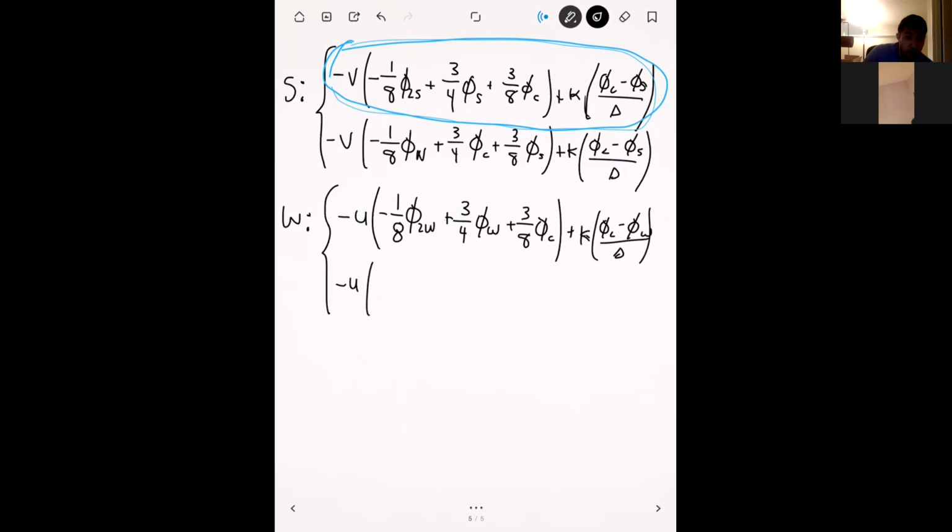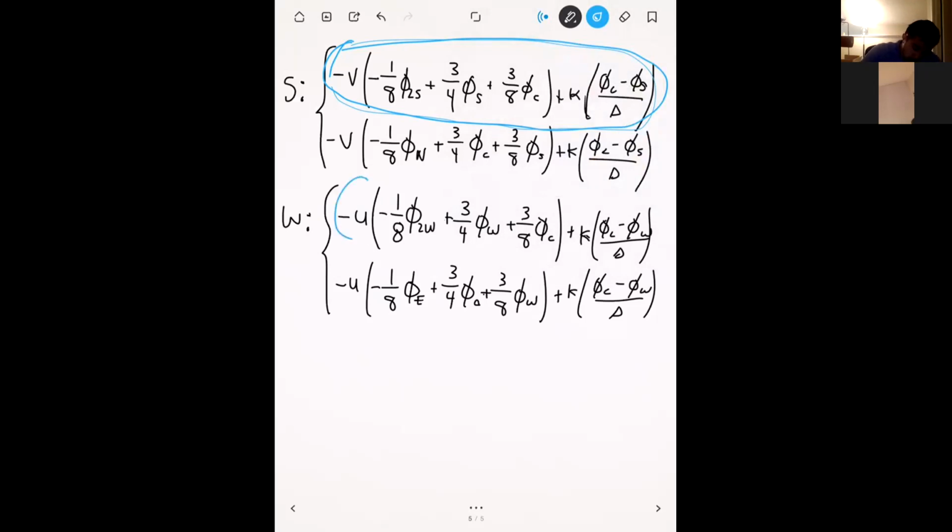For version 2, we go the other way. We have a minus 1/8 phi sub e plus 3/4 phi sub c plus 3/8 phi sub w, plus k times (phi sub c minus phi sub w), all divided by delta. Once again, we have to choose which one to use. Since our x velocity, u, is going from left to right, we want the one that places more emphasis on the left. That's version 1, where we have our neighbor two west of us, phi2w, which places more emphasis on the left compared to the right.